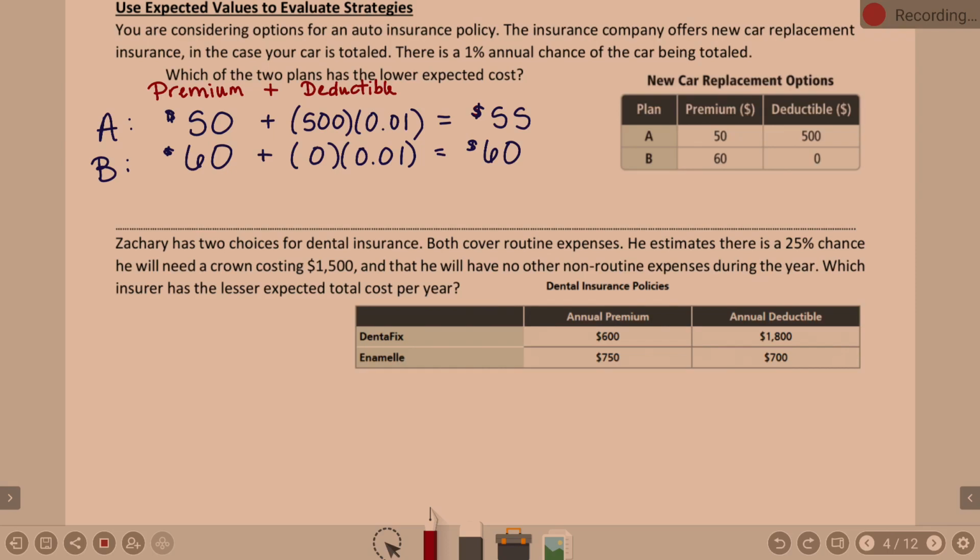Okay. Which is the better deal for us? A. Okay. That $55 is a lower expected cost. So Plan A.